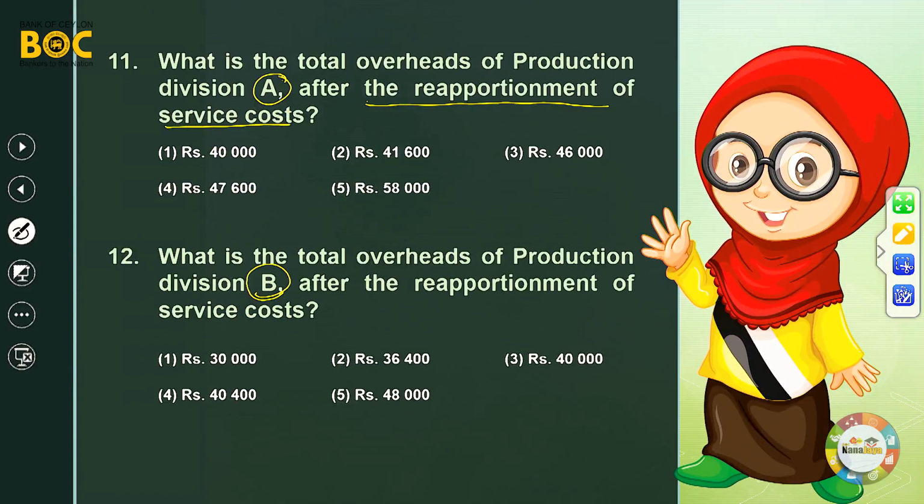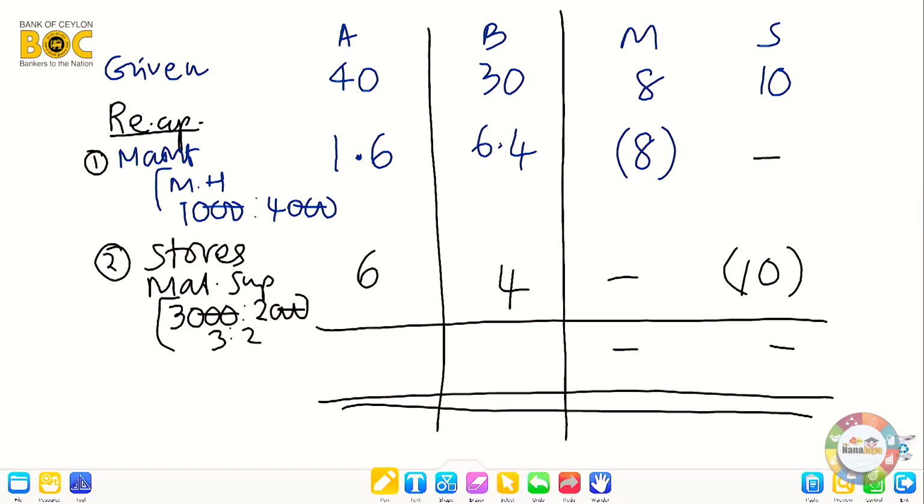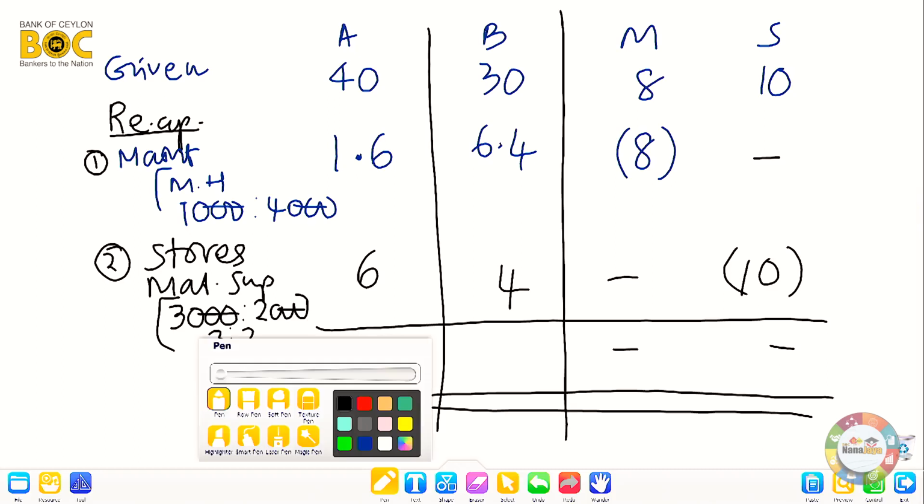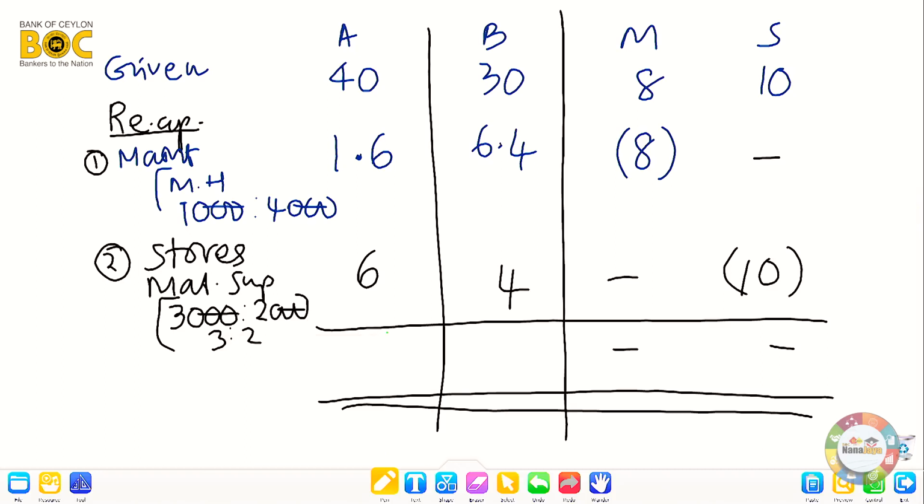What's the total cost of production department A and production department B? A addition, how much do you get? To get 47,600 and 40,400. Final answers: department A 47,600, department B 40,400.